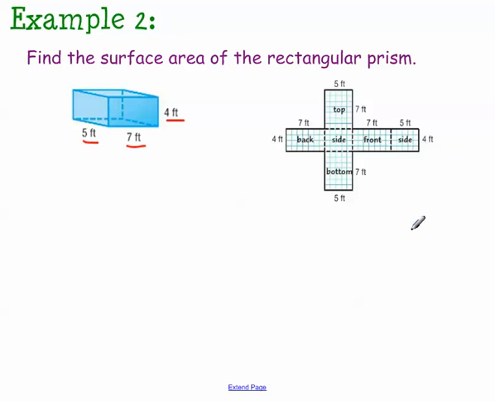All right, here is my net. Let's see how you did. So again, I'm calling these top and bottom, side, back, front, and side. You don't have to label what's inside of here if you don't want to, but you do need to label the dimensions.